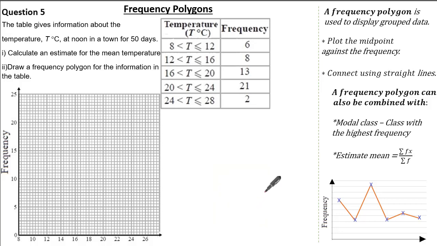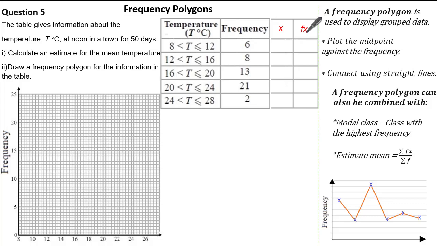So remember, to calculate the estimate mean, it's sigma fx over sigma f. So we're going to have to extend our table and calculate the midpoint, which we know to be x. And from here, then we can identify fx. Well, firstly, we know x to be 10, because it's the midpoint of 8 and 12. The midpoint of 12 and 16 is 14. The midpoint of 16 and 20 is 18. The midpoint of 20 to 24 is 22. And the midpoint of 24 to 28 is 26.